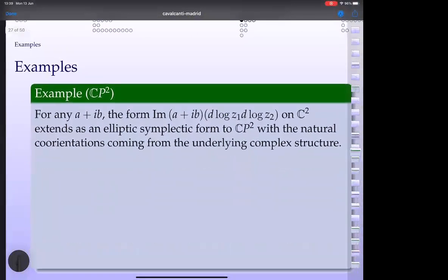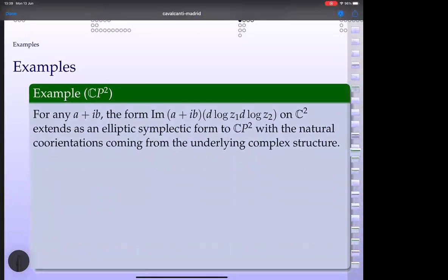And then let's just have a simple example here, CP2, because that's the standard one. You can pick this d log z1, d log z2. That was the one we started with as well. And look at where my divisors are. So z1 equals 0 is a divisor, z2 equals 0 is a divisor, and the line at infinity is also a divisor. So I end up with three lines intersecting pairwise like that.